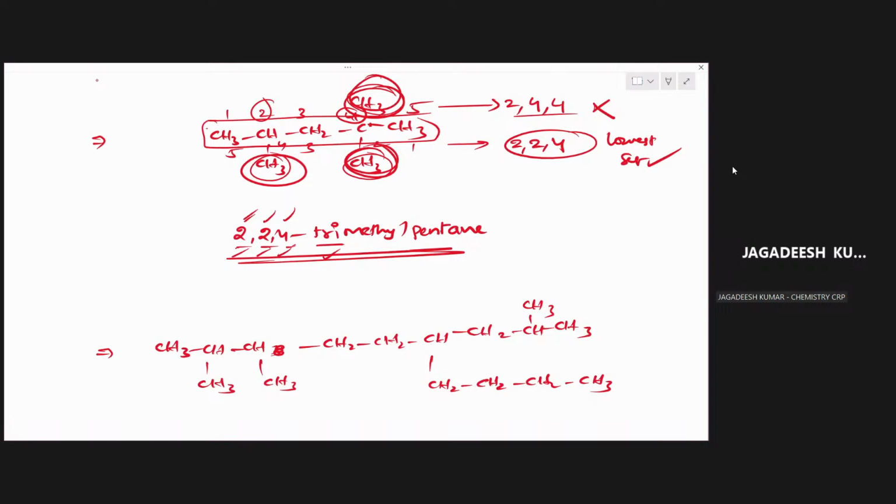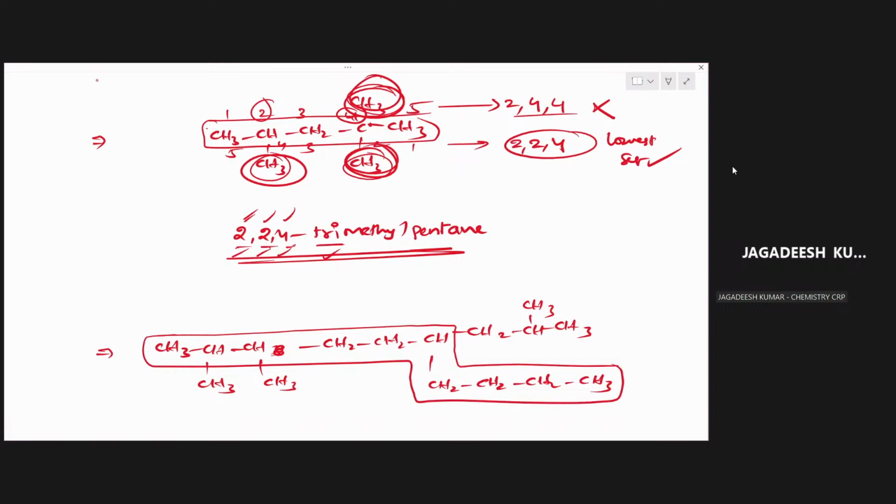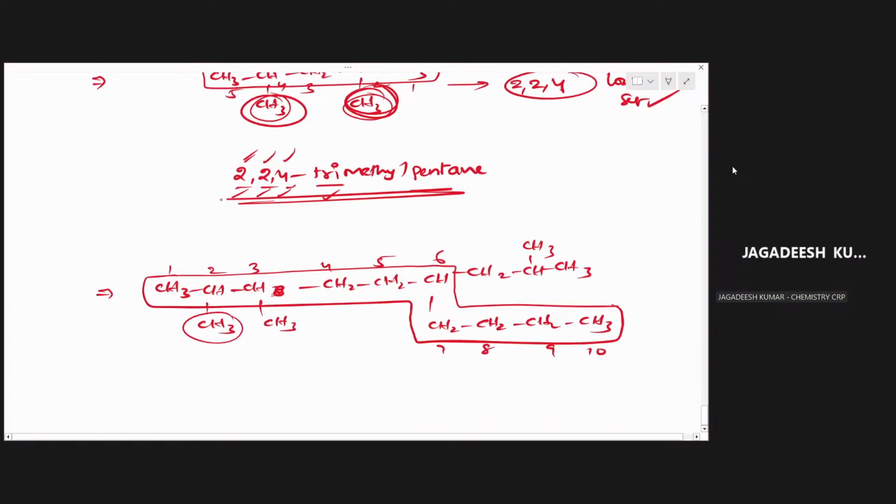So first of all, we have to select the longest chain. Okay, I'm selecting 1, 2, 3, 4, 5, 6, 7. In this way, if I take the longest chain, I'm getting the most carbons. That's why I'm taking this as the longest chain. So how many carbons? 1, 2, 3, 4, 5, 6, 7, 8, 9, 10 carbons. And you should give the numbering from left to right only, because here the methyl groups, the substituents, are getting the least numbers.